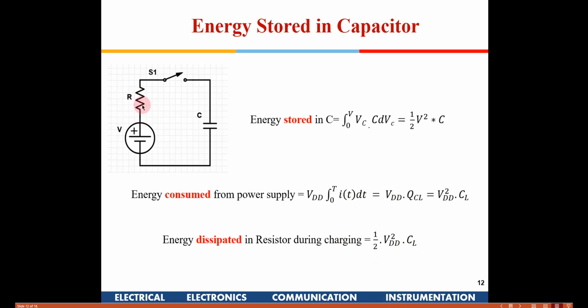Is this aspect clear? This is extremely important for you when you are designing circuits, to know where the power gets consumed as heat and where it is getting stored, so that you can select the appropriate wattage of resistances in the circuit. Okay, is this understood? The energy stored in the capacitor is half V square CL, right? The energy which is consumed from the power source will be VDD square CL, and the rest, half of that energy, gets dissipated as heat in this resistor when we switch on this circuit. Okay, so that is very important to note.